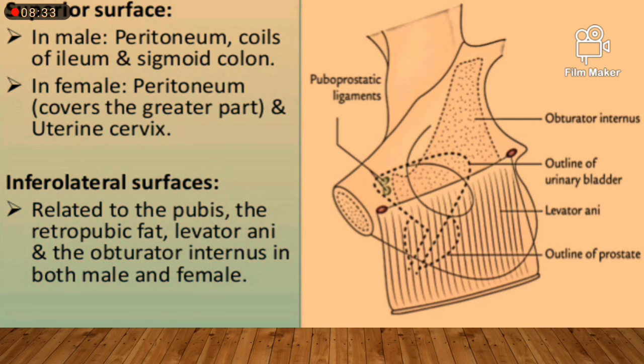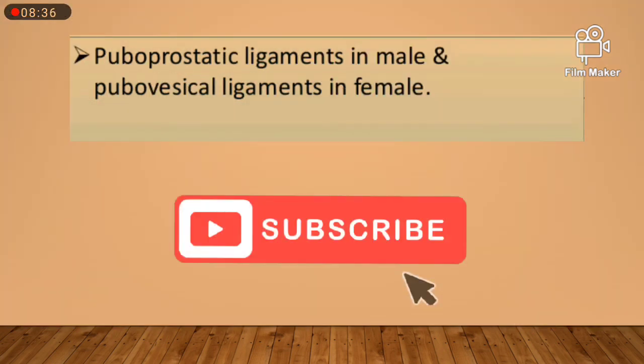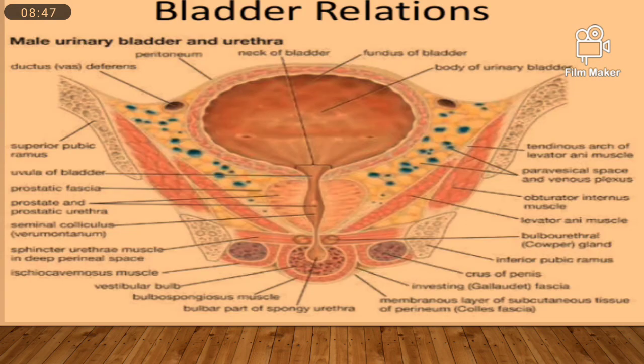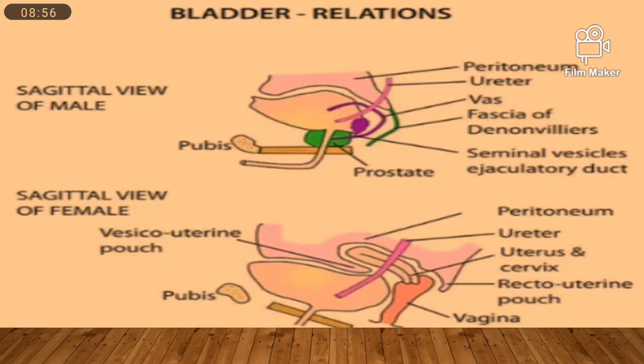Now coming to the differential features: the puboprostatic ligament is related in the male individual, and the pubovesical ligament is situated in the female. Now this is the diagram. You can see all the relations we have mentioned. So this is the inferolateral surface.